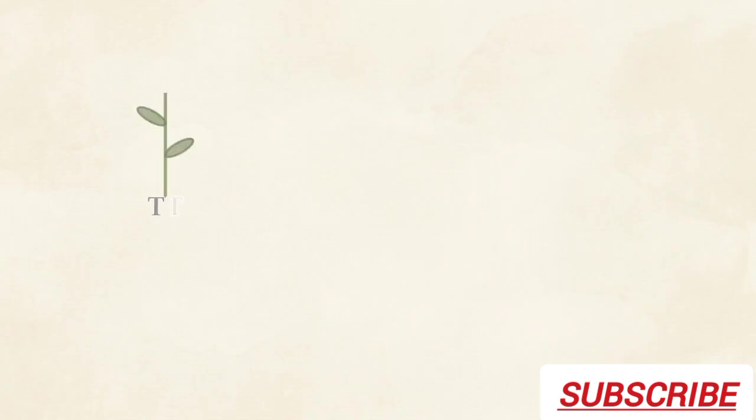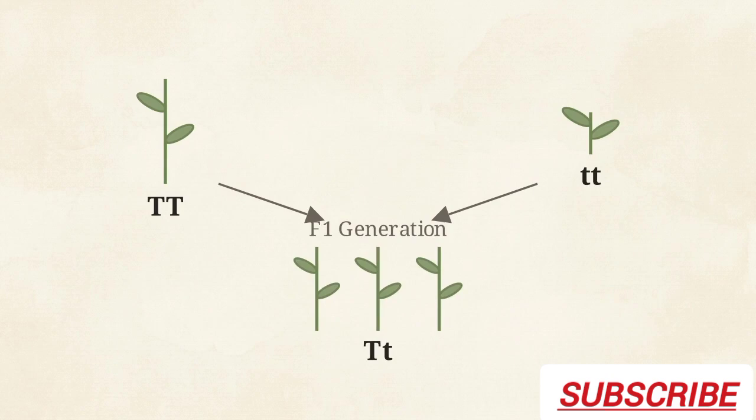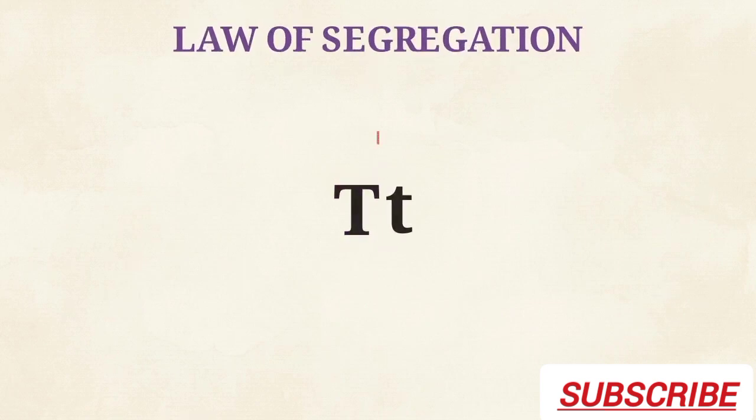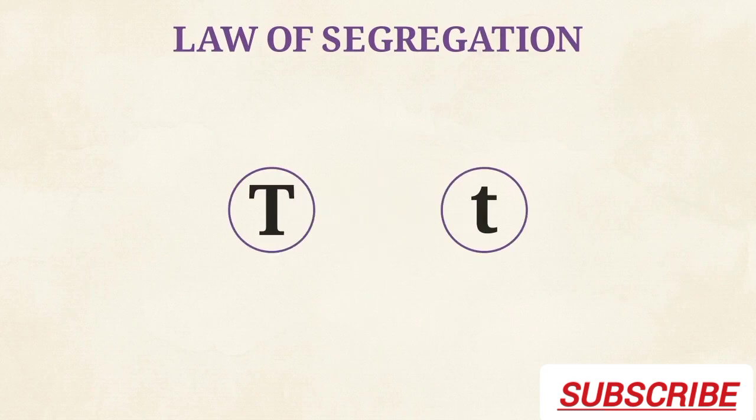Mendel observed that crossing a pure tall plant with a pure dwarf plant resulted in an F1 generation that was entirely tall. To explain why the dwarf trait vanished, he proposed the law of dominance. When a plant inherits both a dominant allele, T, and a recessive allele, t, the dominant trait is the only one expressed. But that hidden dwarf allele does not vanish.